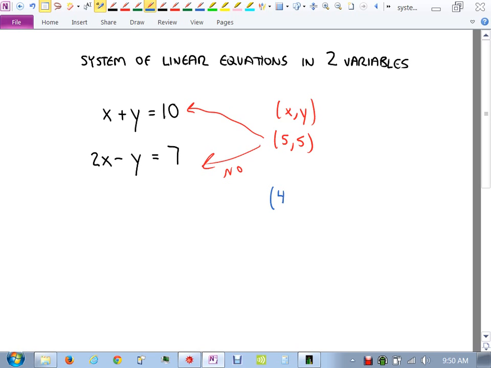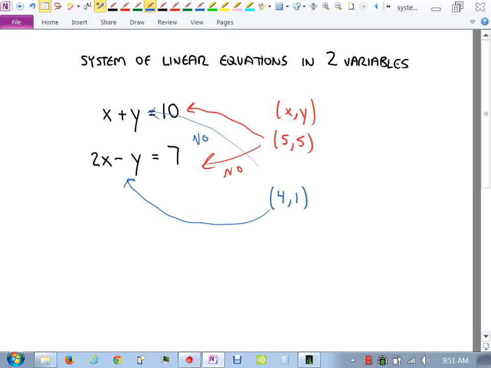How about 4 and 1? Would 4 and 1 work in here? What's 2 times 4? 8 minus 1, 7. So that would work, right? But would that work in the other one? No. Do you see what I'm saying? I'm trying to find an x and a y that work with both. And it's hard to do just by looking, isn't it?